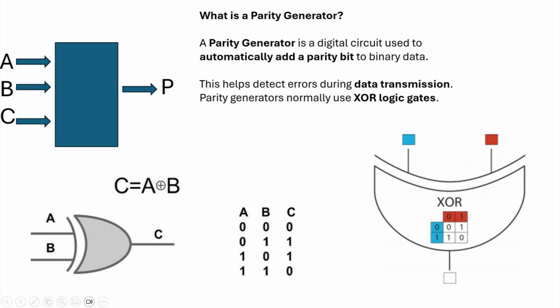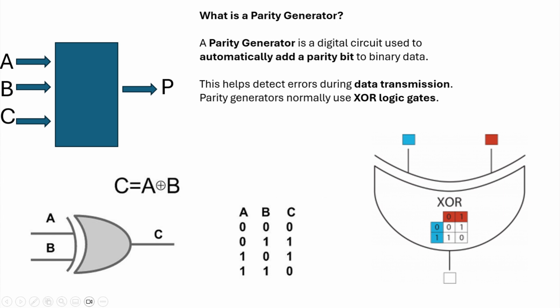So far, we have been counting ones by hand like a human. But computers do not have fingers to count. They do not have eyes to look at ones and zeros. So how do they do it? They use a tiny electronic circuit called a parity generator. A parity generator is a small piece of hardware inside your computer. Its only job is to look at binary data and add the correct parity bit automatically.